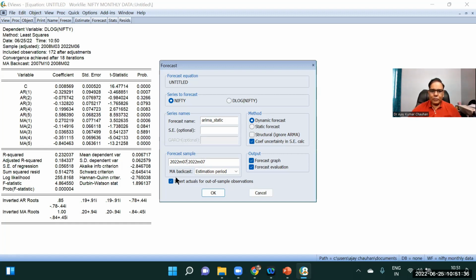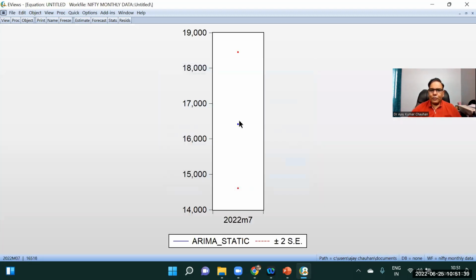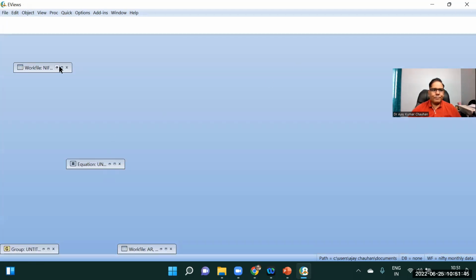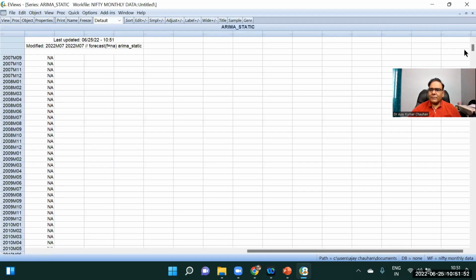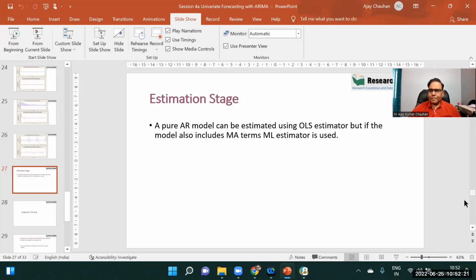So the forecasted value in July is this. And you can see in the ARIMA static forecasting, it will give you only a single value for the next month. In July, the Nifty can touch 16,413. So this is the next month forecasted value for the Nifty, the average value of Nifty which should be there. So you can do the 1 period forecast and dynamic forecast with the help of ARIMA forecasting. Okay, so this I've already cleared.